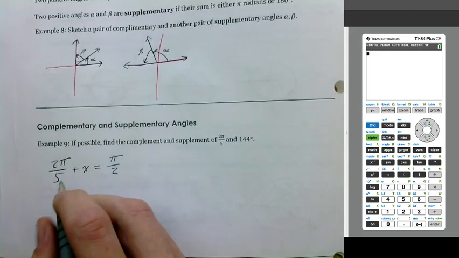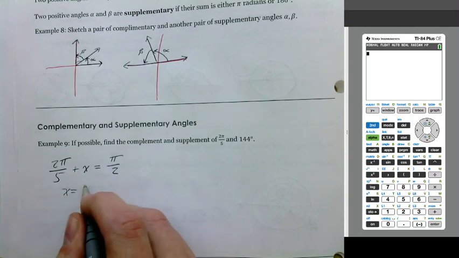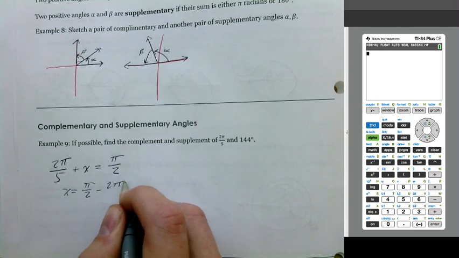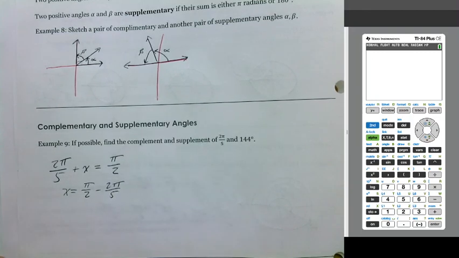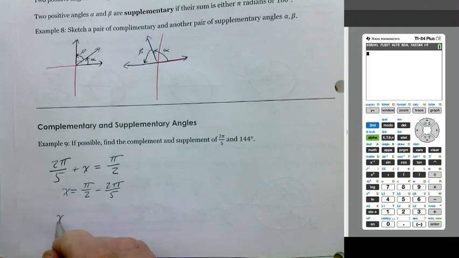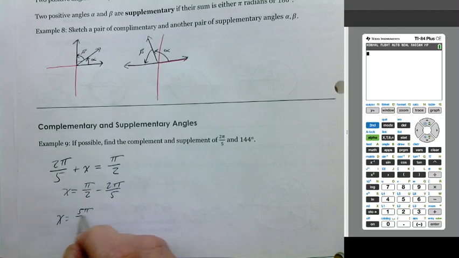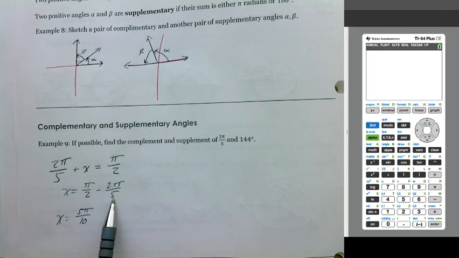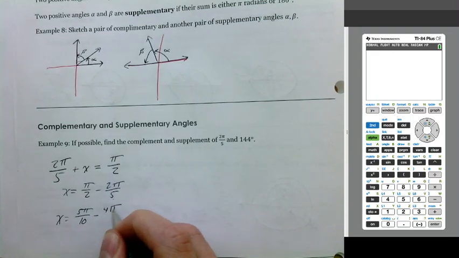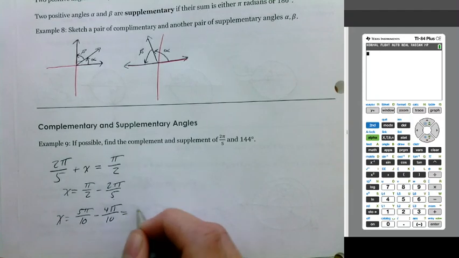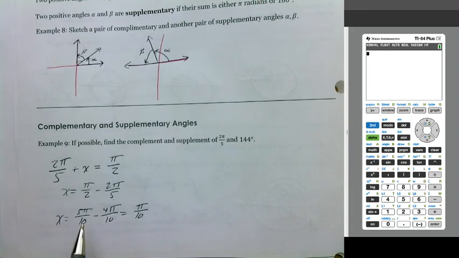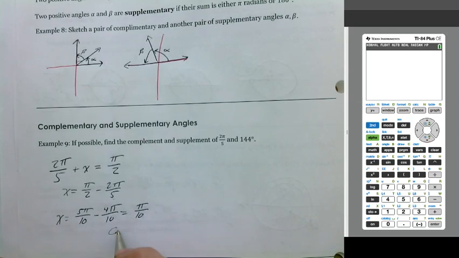Well, let's solve for x. Subtract 2 pi over 5 from both sides, so x equals pi over 2 minus 2 pi over 5. So this just goes back to getting a common denominator. The greatest common denominator between 2 and 5 is going to be 10. So how do we get our denominator of 10 here? We multiply by 5. So this pi over 2 becomes 5 pi over 10. And to get this denominator to be 10, we've got to multiply by 2. So the 2 pi over 5 becomes 4 pi over 10. So, therefore, the complement to this angle is going to be pi over 10, because 5 pi over 10 minus 4 pi over 10 is 1 pi over 10. So that's the complement.